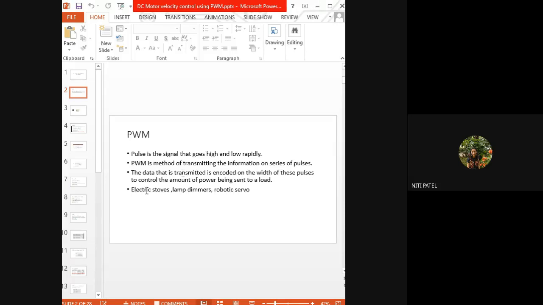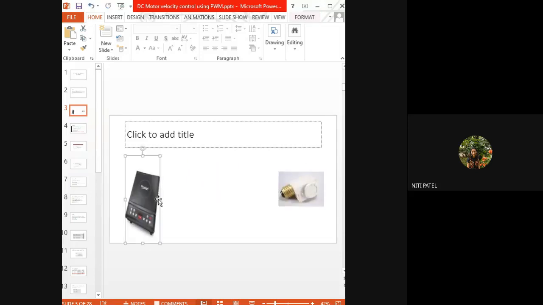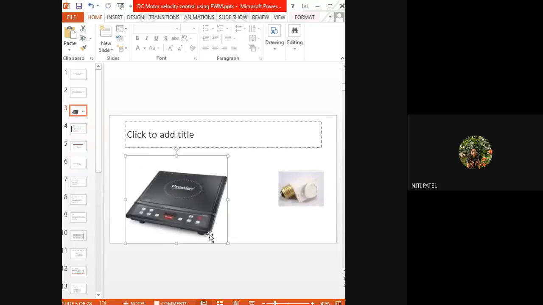So now where is this particular PWM concept used? It is used in electric stoves. It is used in lamp dimmers. It is used in robots. Okay. Now you might have seen such kind of electric gas stoves, which work on the connection of the power supply. Once you supply power, the lights will go on and it will automatically do the work of heating up.